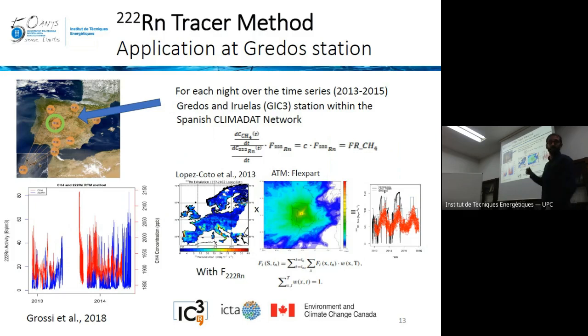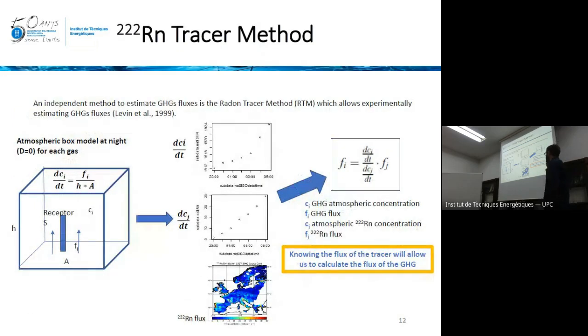So, having the increase during a period of time where we consider stable the boundary layer, knowing the flux inside this box of the radon, and knowing also the increase of the target gas, that could be CO2 or CH4, we could easily get the flux of this other target gas.